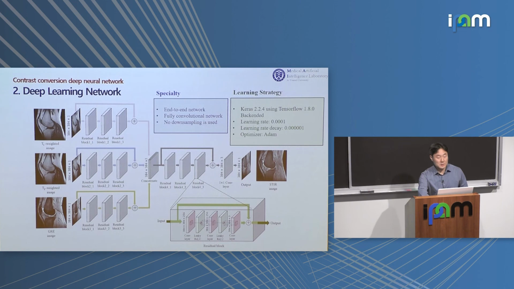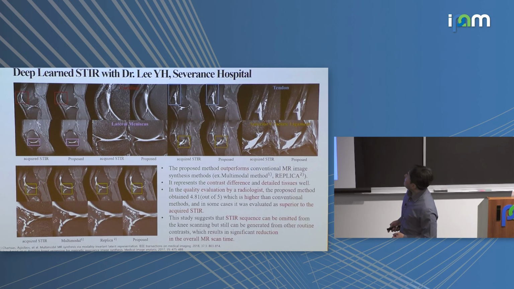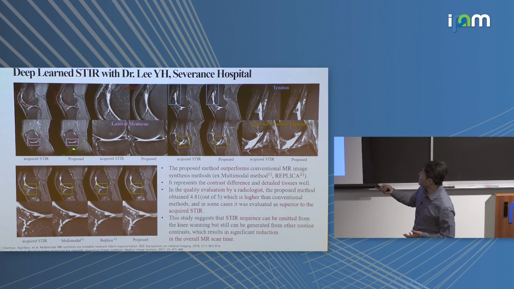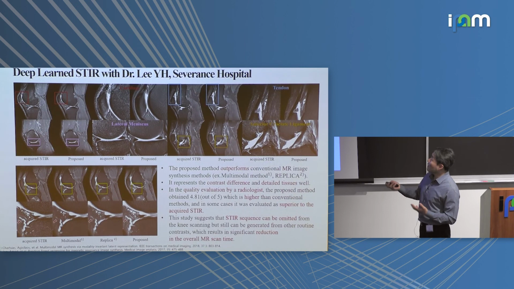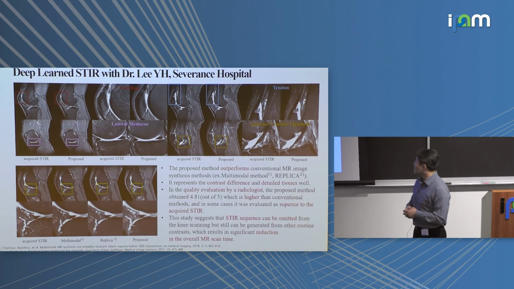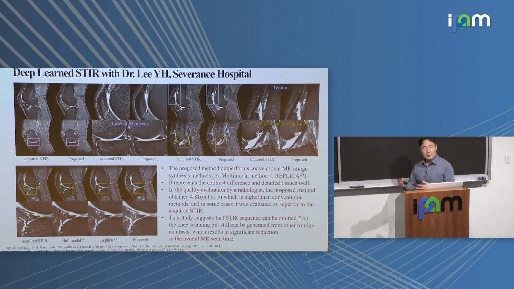So this is an example of the result. This is the knee image, and this is the acquired STIR image, and this is the image produced by deep learning. As you can see here, the STIR image features are well kept in this deep learning version of the STIR images. So the doctors evaluated these images, and they gave a 4.81 score out of 5, which is pretty good quality in terms of making diagnostic decisions.